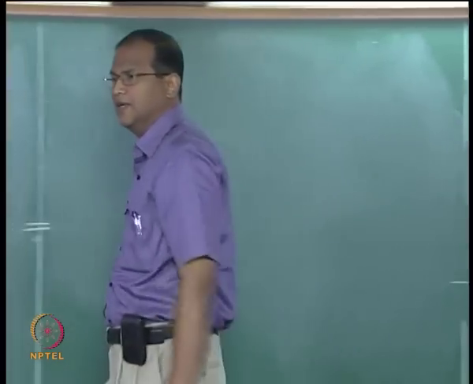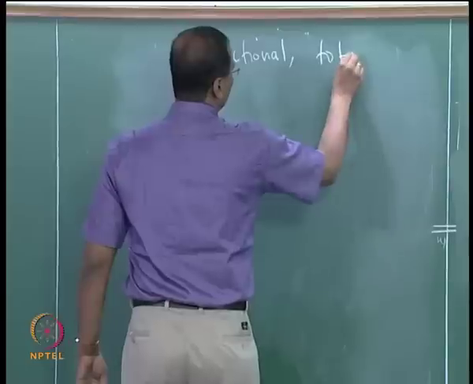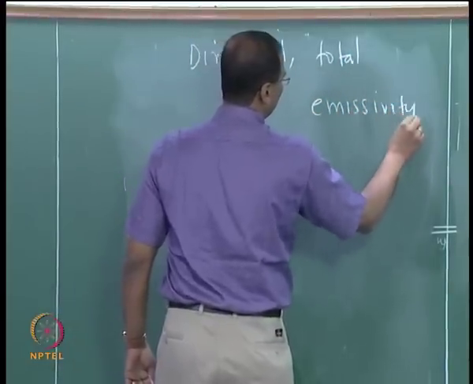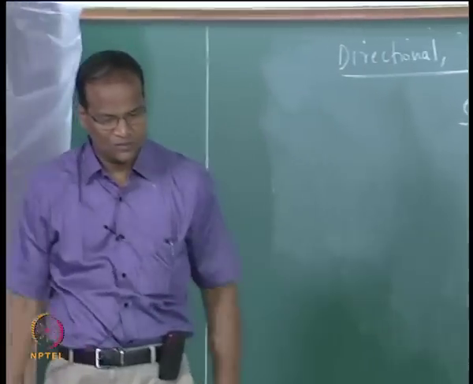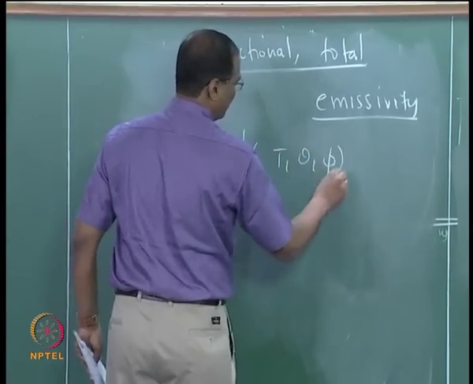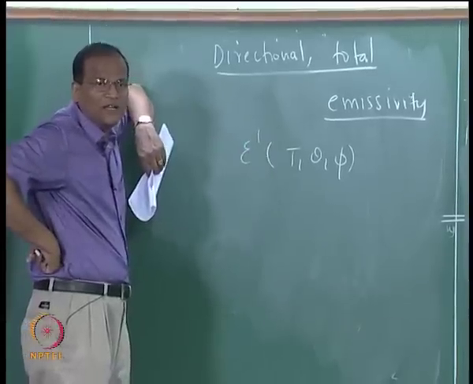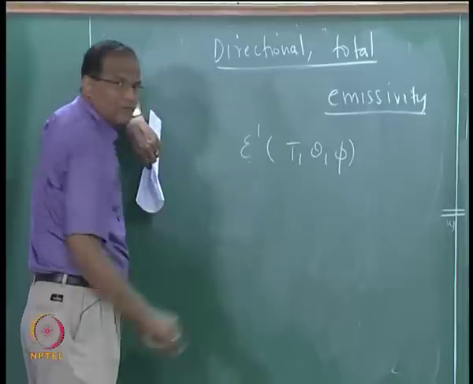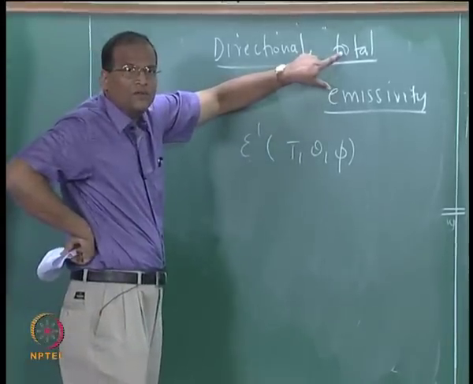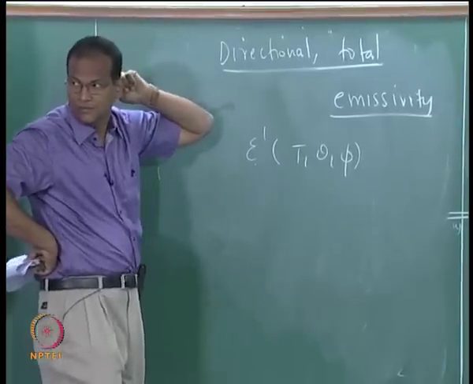Now, directional total emissivity, what do you want to call this? Epsilon dash. Is it okay? So epsilon dash, the dash remains, the prime denotes that it is still a directional quantity, and we got rid of the lambda, that is why it is total. Total means integration with respect to lambda, hemispherical means integration with respect to angle. Okay, fine.